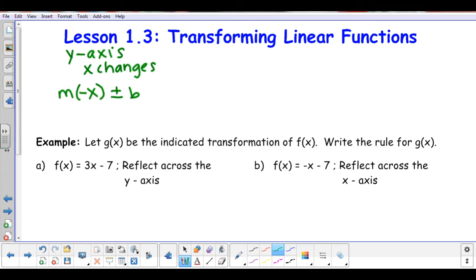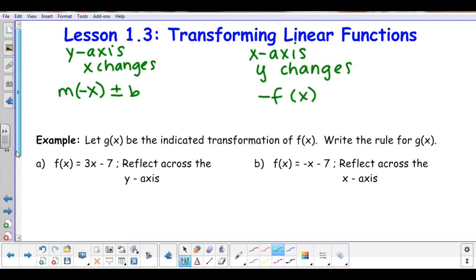Now when I reflect over the x-axis, remember it's the y-coordinate that is changing. The y-coordinate is the entire equation. So I'm just going to change all of the signs in the entire function. So if it would be positive, it would go negative, and if it was negative, it would go positive.